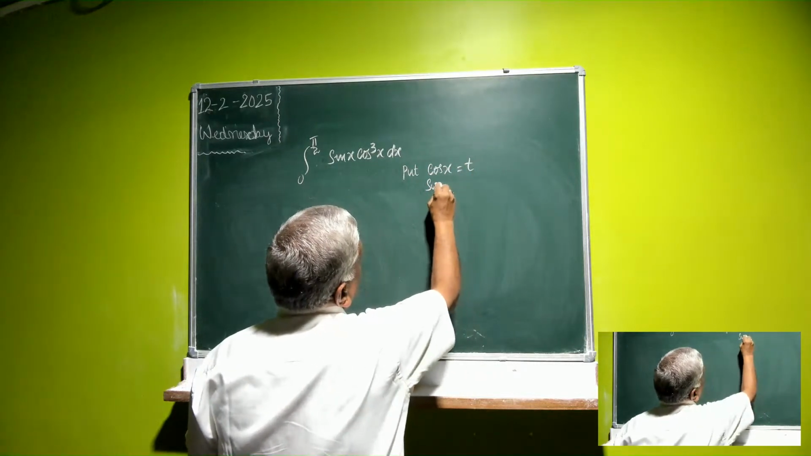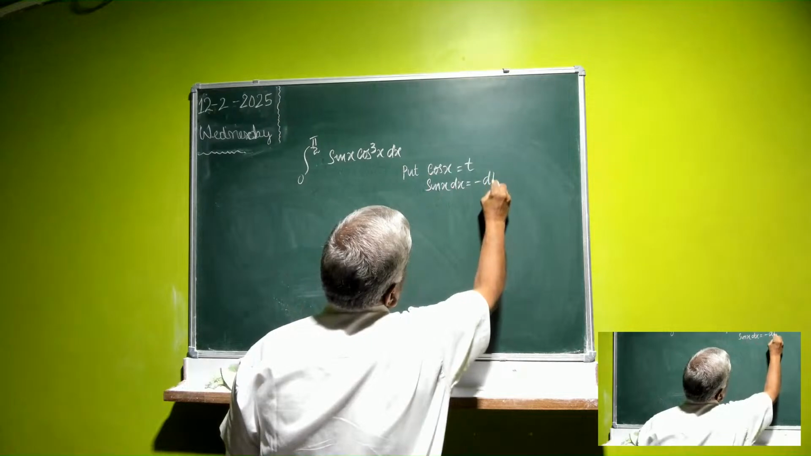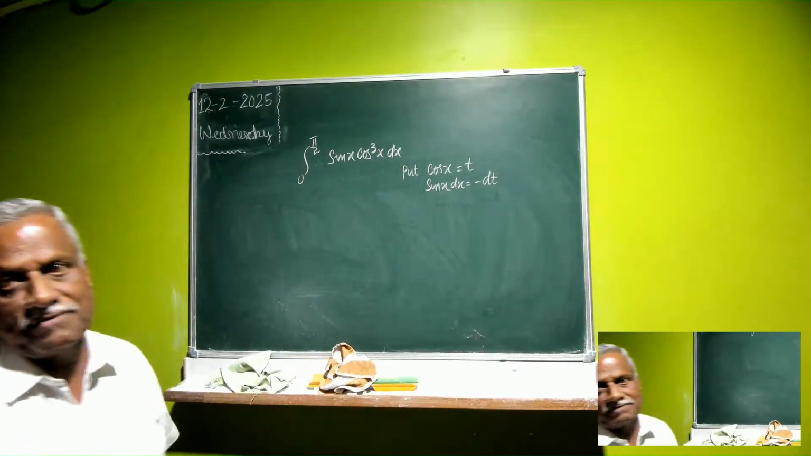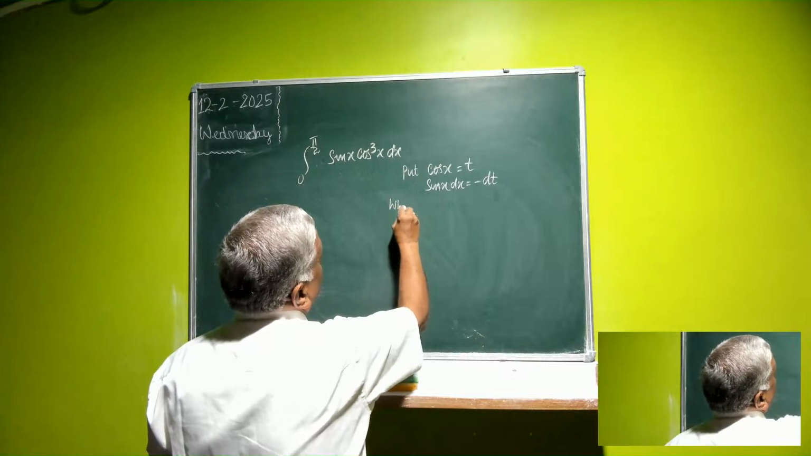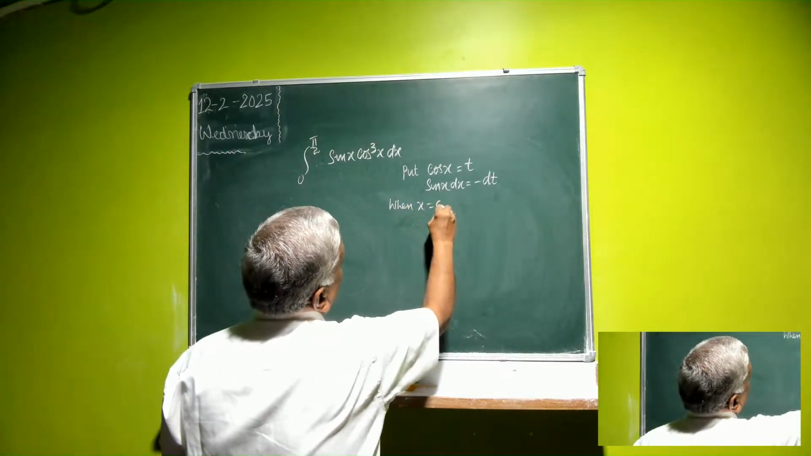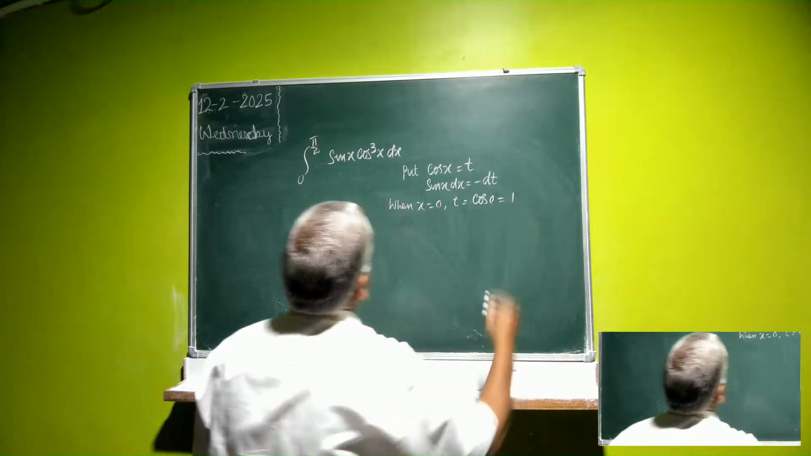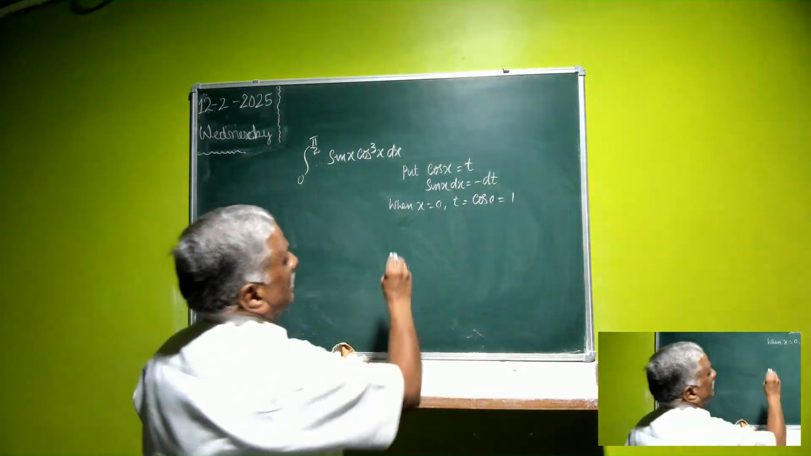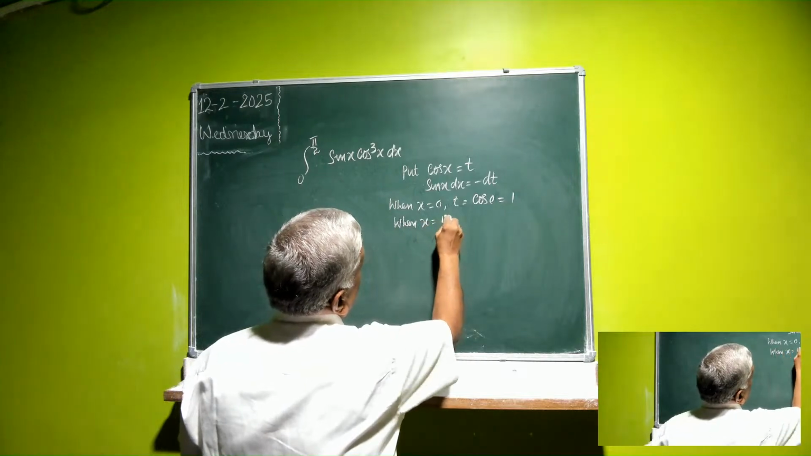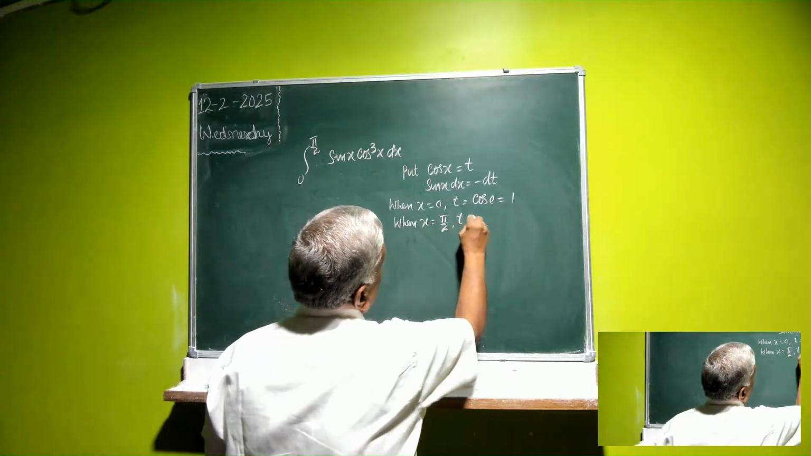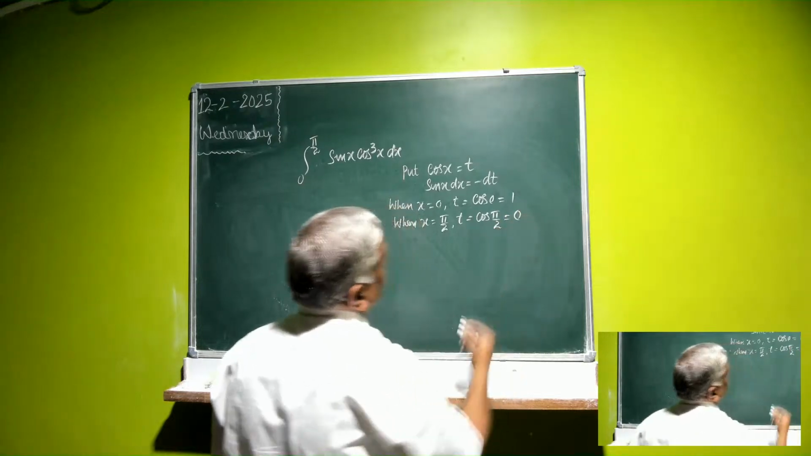What is the derivative of cos x? Minus sin x. I am shifting that minus sign directly and saving one step. In the definite integral, we are changing the limits. When x is equal to 0, t is equal to cos 0, that is 1. When x is equal to pi by 2, t is equal to cos pi by 2, that is 0.